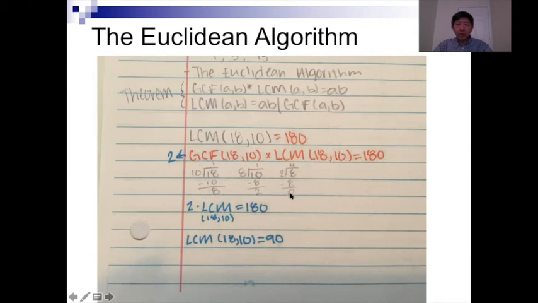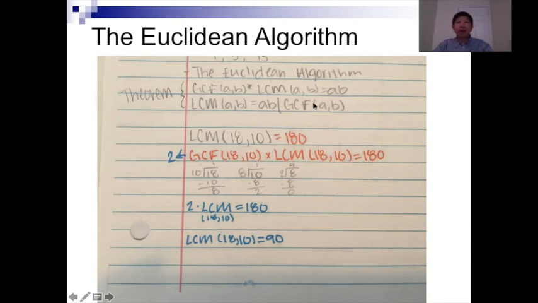Remember, a remainder of 0 tells you that 2 is the GCF. So the GCF is 2. Now, the two numbers times each other, 18 times 10, is 180. So basically, you just take 180 divided by 2, and you can find the LCM.